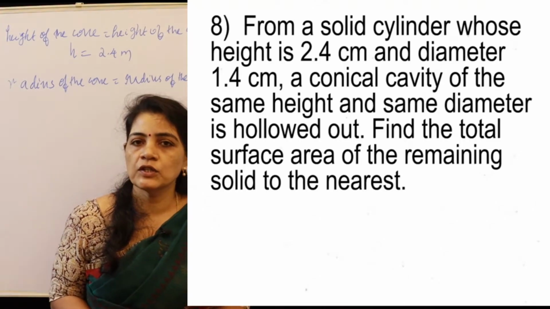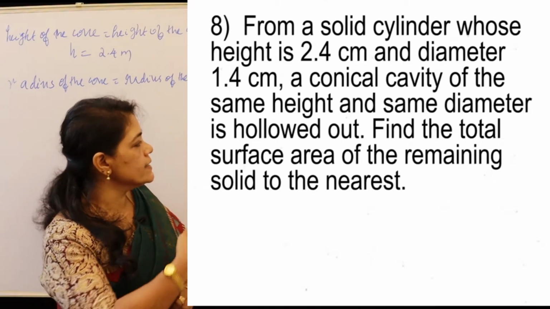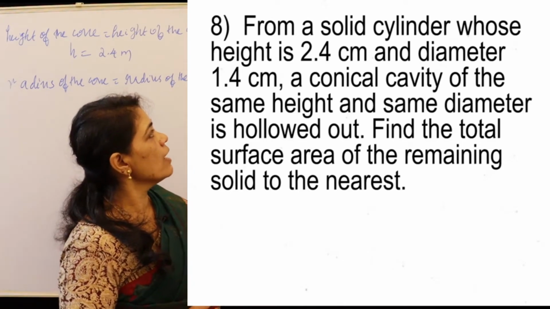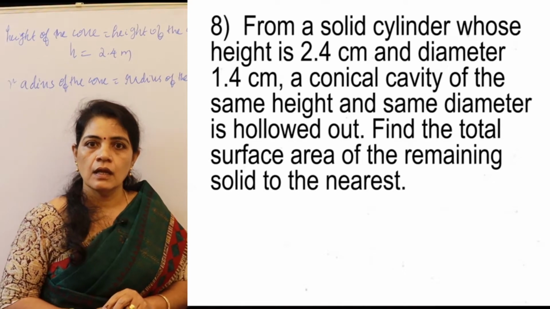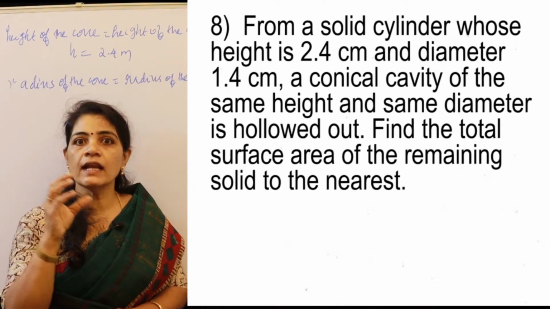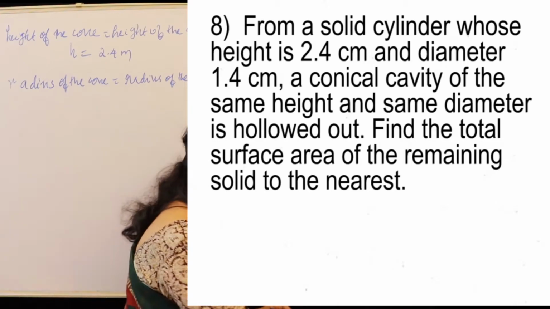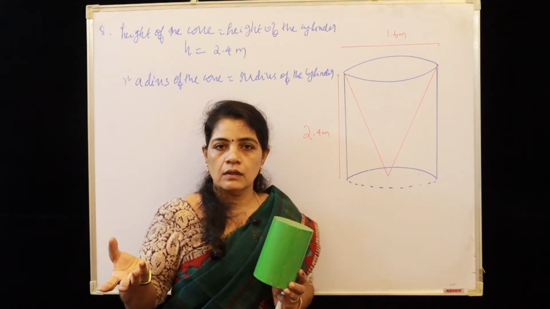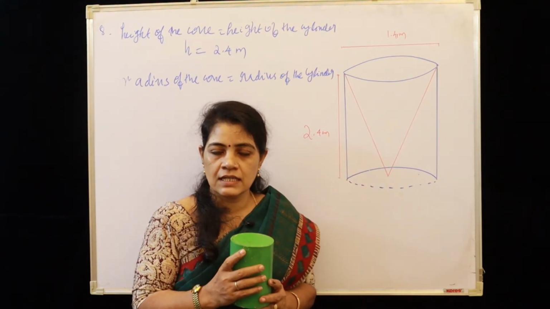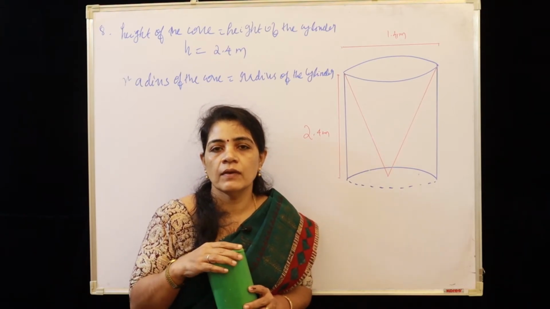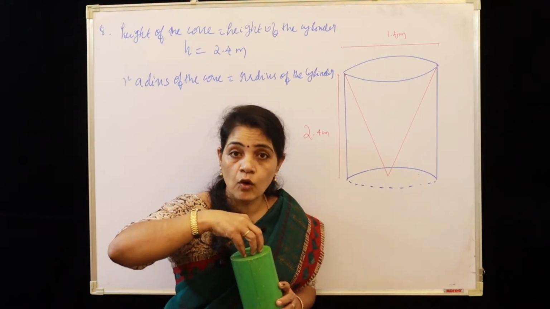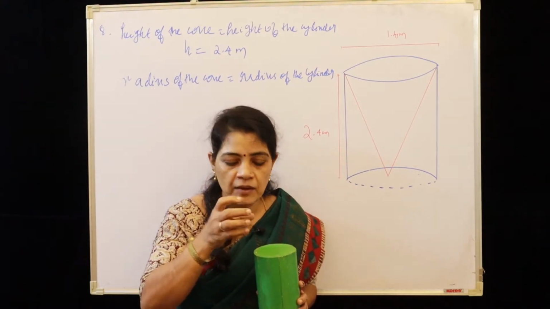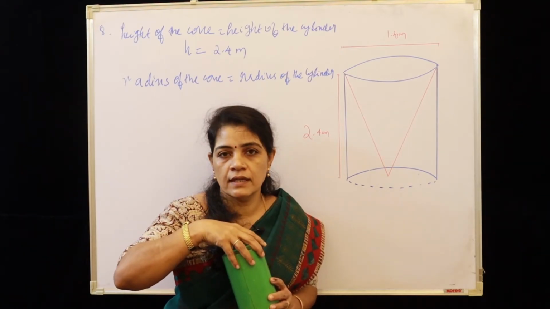Yes, we are moving to the 8th question. Here we have a solid cylinder of height 2.4 centimeter and diameter 1.4 centimeter. From that solid cylinder, a conical cavity of same height and same diameter is hollowed out. And what is asked? We have to find the TSA, the total surface area of the remaining solid. After the conical cavity is hollowed out, you can see that the conical shape is inside the solid cylinder.